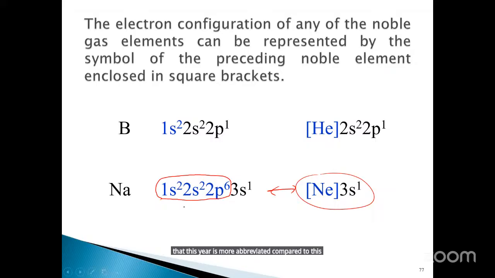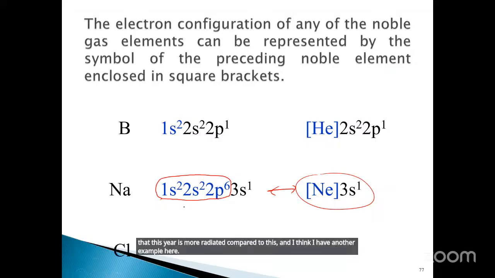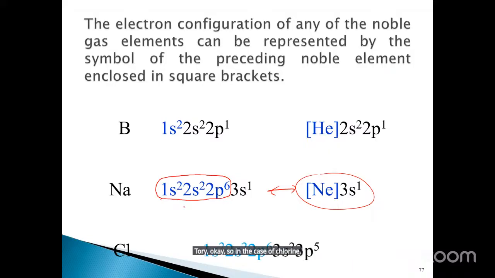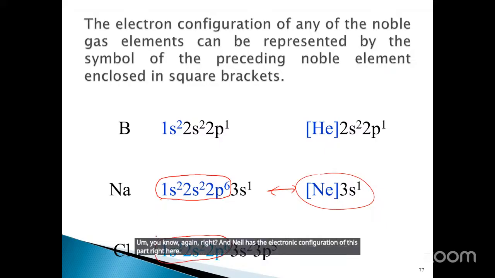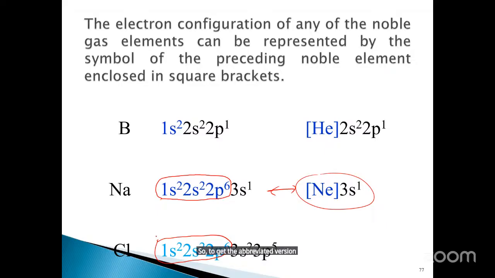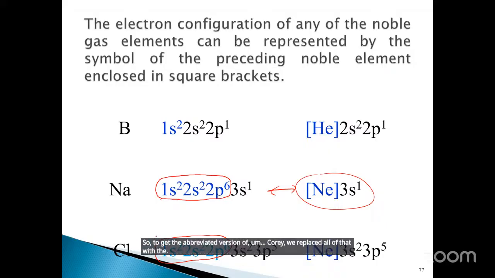And I think I have another example here. Chlorine, okay. So in the case of chlorine, this is the electronic configuration of chlorine, right? What group 8 element comes before chlorine? Neon again, right? And neon has the electronic configuration of this part right here. So to get the abbreviated version of chlorine, we replace all of that with the symbol for neon in square parentheses, and then 3s2, 3p5, all right? And that's basically how you get the abbreviated versions.